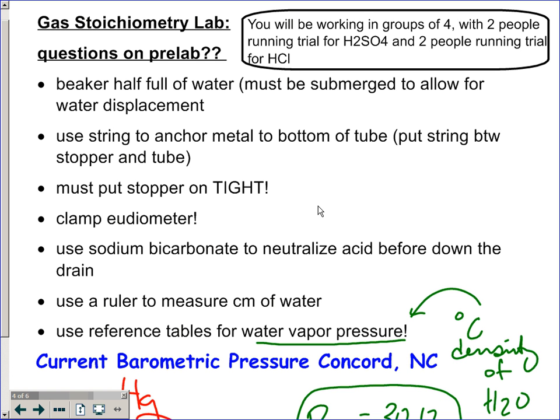How much acid are you putting in? 30 milliliters, right? Make sure that you know which acid you're putting in first. After that, you start.